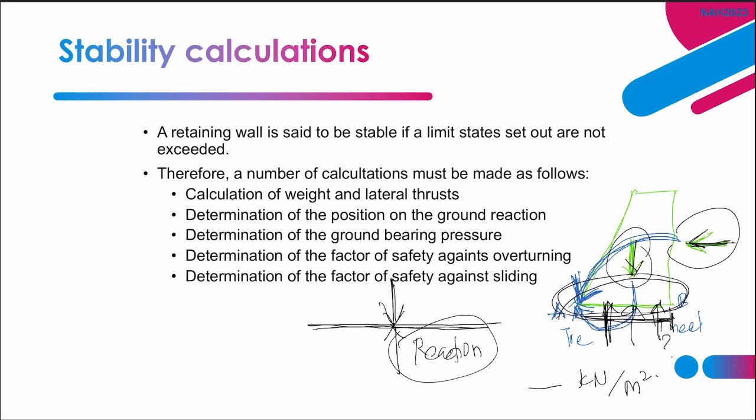And next, determination of factor of safety against overturning. The wall will overturn if the overturning moment is bigger than the stabilizing moment. Then we're going to find the factor of safety for that. And determination of factor of safety against sliding. This one we find due to the lateral thrust acting on the wall, whether the friction below is enough to hold the retaining wall from sliding.